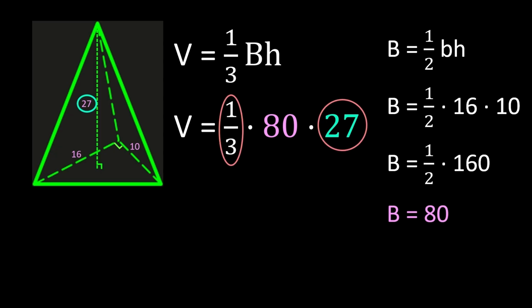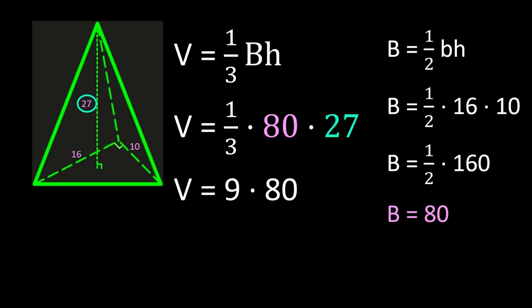So I'm going to choose to multiply the 1/3 times the 27. So 1/3 times 27, or 27 divided by 3, is 9. And then I still need to multiply it by the 80. So our volume equals 9 times 80, which is 720. So the volume of this pyramid is 720 units cubed.